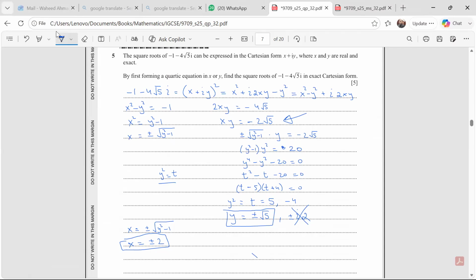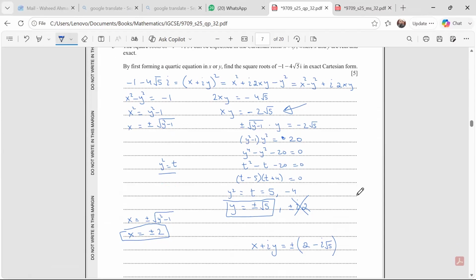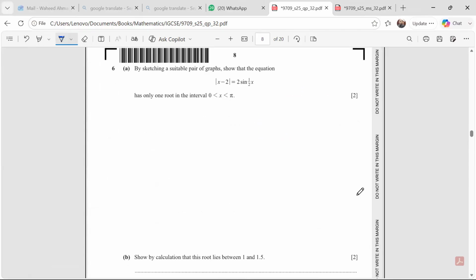So my final answer is x plus iota y. This is equal to, if I take 2 as positive, then I have to take negative iota under the root 5. And I can put plus minus here, because if I put negative, then this will be negative and the other will be positive. So this is my final answer. Okay, I hope you understand the logic and every detail over here.